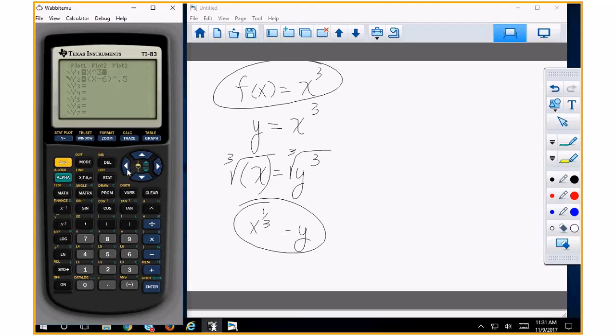Delete. And then y is equal to x to the 1/3. Y is equal to x, parentheses, 1 divided by 3, close parentheses, delete, graph. There we go. And you see the symmetry. Boom.